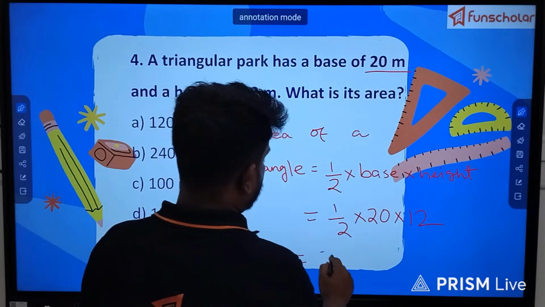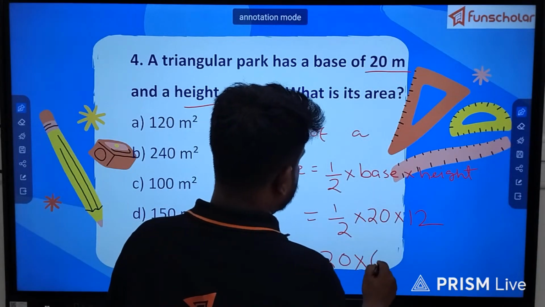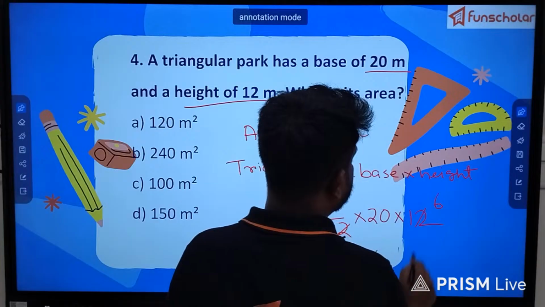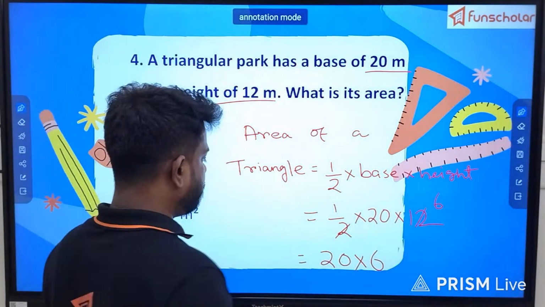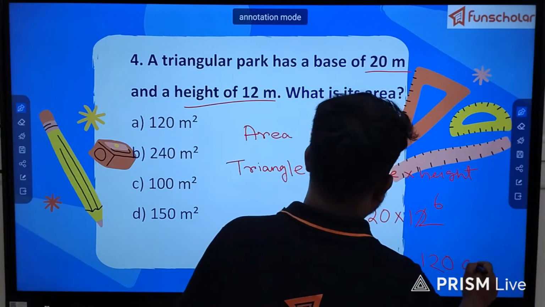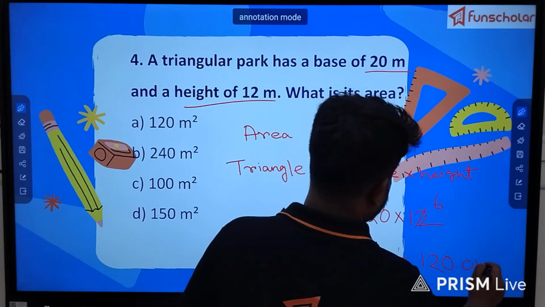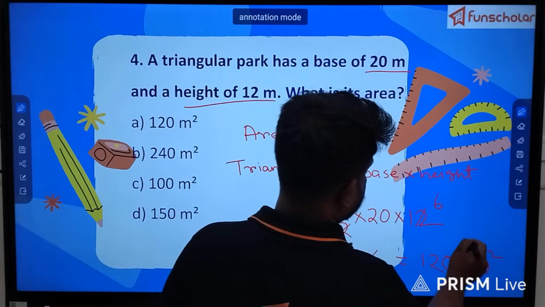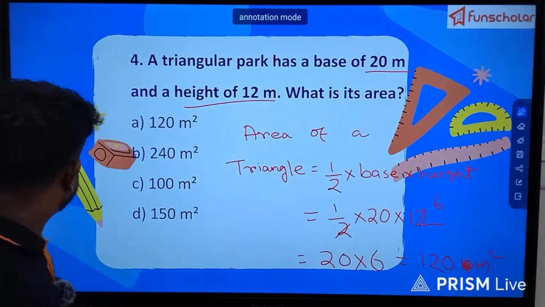So it will be 20 into 6, because we can cancel 12 by 2. So it will be 120 meter square. Okay, done.